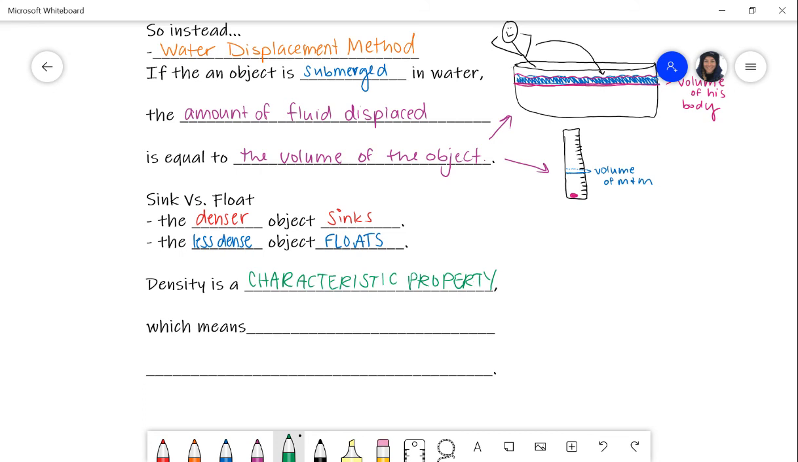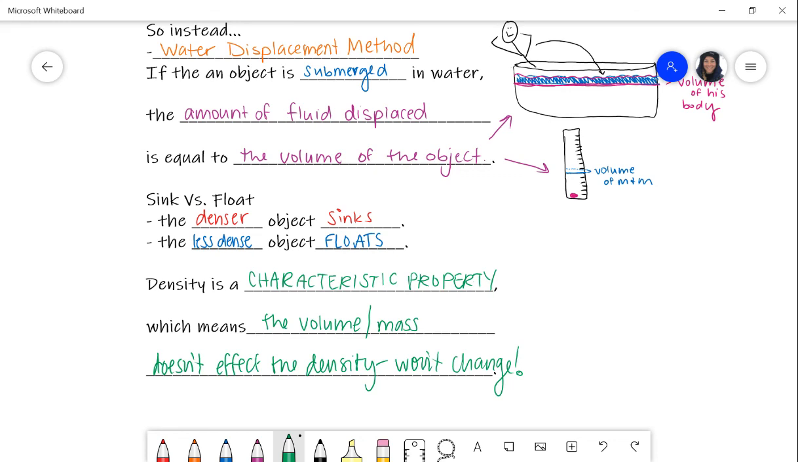But density is a characteristic property, which means that the size, let's say volume and mass, doesn't affect the density. The density won't change. A little slower. The density won't change because density is a characteristic property.